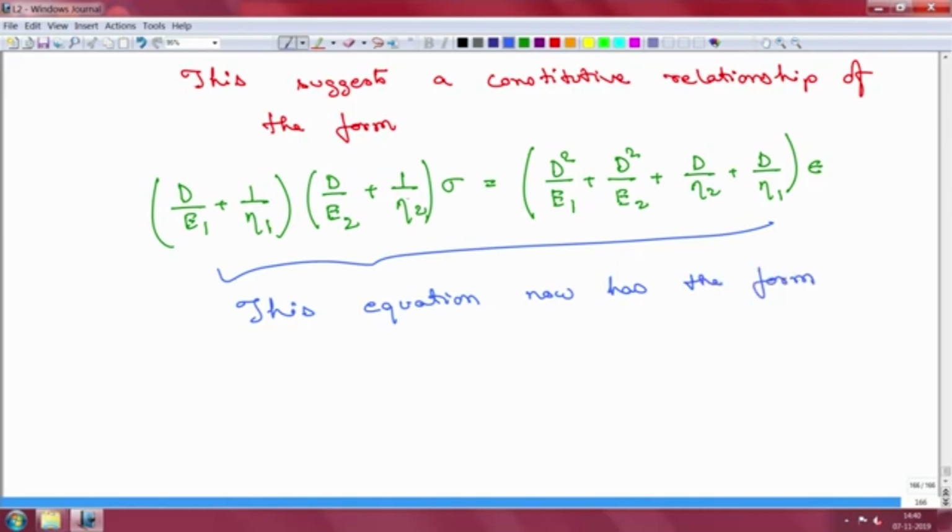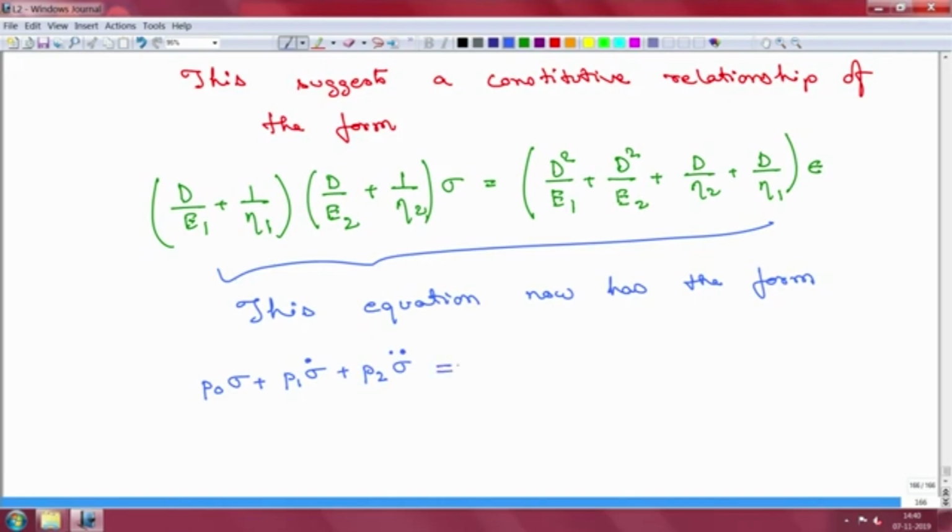Here you will have a double derivative of stress, you will have a single derivative of stress, and you will also have one term with only stress, right. So, the left hand side is of the form P naught sigma plus P 1 sigma dot plus P 2 sigma double dot.